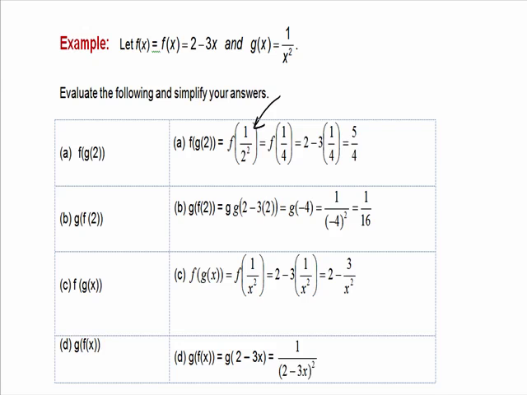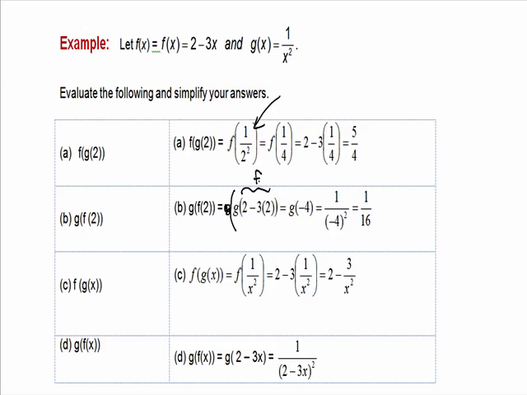Now, let's do g at f at 2. So now I'm doing it backwards. So now the first thing I compute is f at 2. And as I compute f at 2, I've got an extra g, so I need to think of doing 2 minus 3 times 2. This inside part is my f. And so that's 2 minus 3 times 2. So that's 2 minus 6, or negative 4.